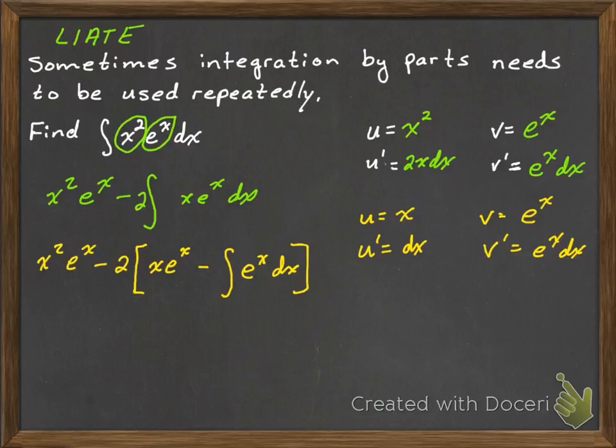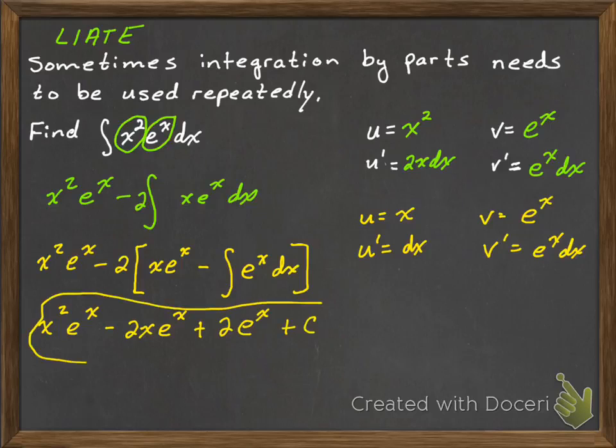All right, so let's take care of this now. We have x squared e to the x minus 2x e to the x. That's distributing. The negative 2 distributes to here to make it plus 2 times the integral of this. Well, the integral of e to the x dx is e to the x. And then we have our plus c on the end. So now you can see it took us doing integration by parts twice in order to get this down to where there's no more integral.